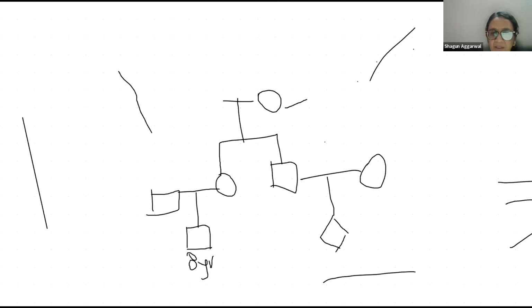Somebody has written they're unable to see. Are other people able to see? Yes, we can see. No problem.